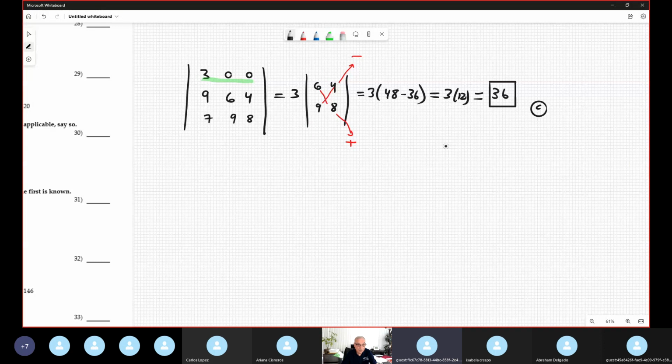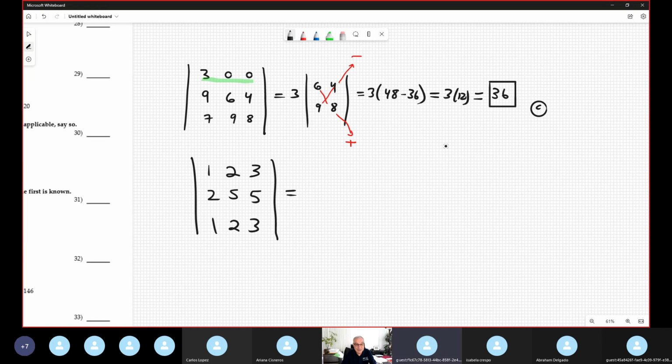And 29 is very, very interesting because you don't need to do anything. 1, 2, 3, 2, 5, 5, and 1, 2, 3. You realize that this row is identical. I know one property says that when two rows or two columns are equal, the determinant is 0. Okay? Without doing anything. And you see, you apply property number 3.